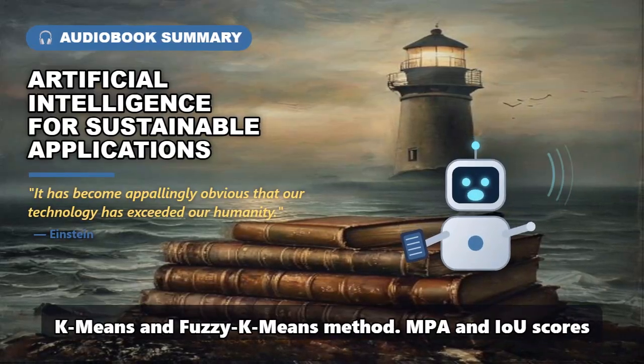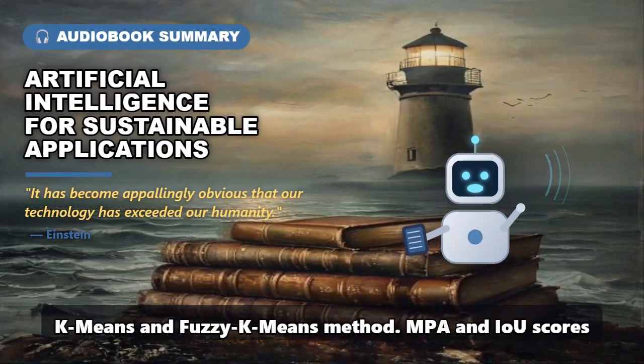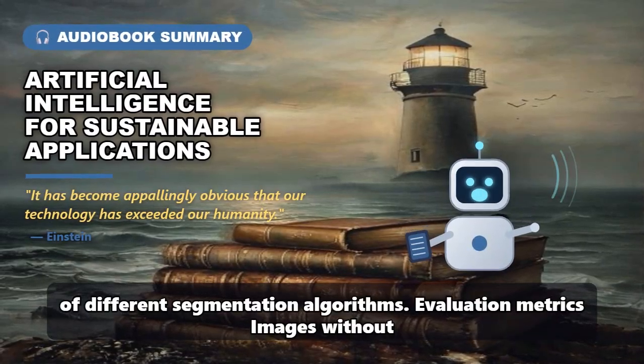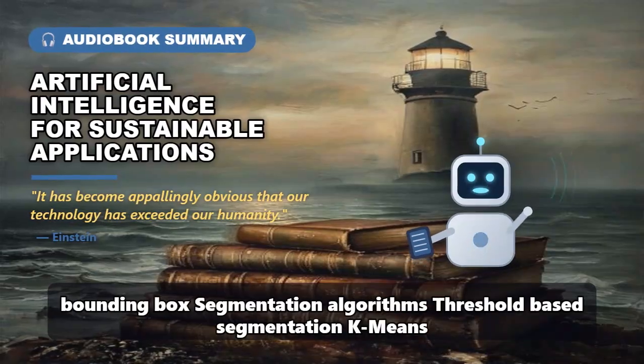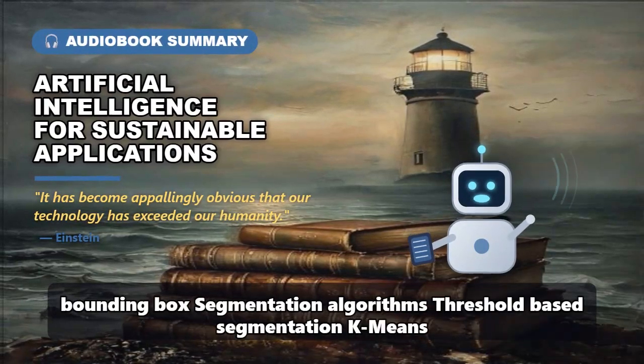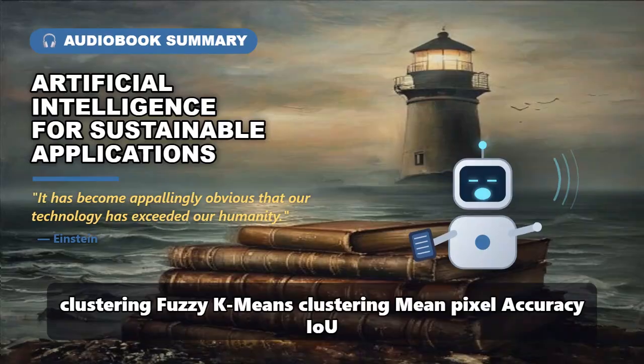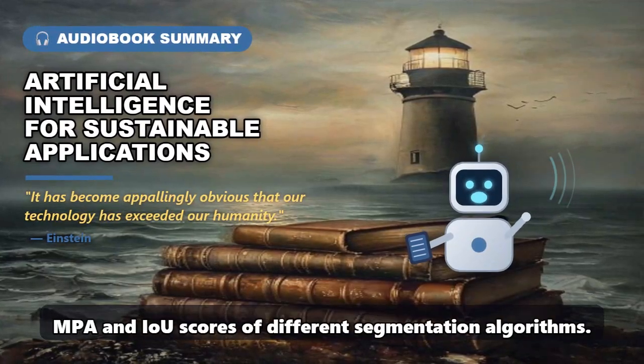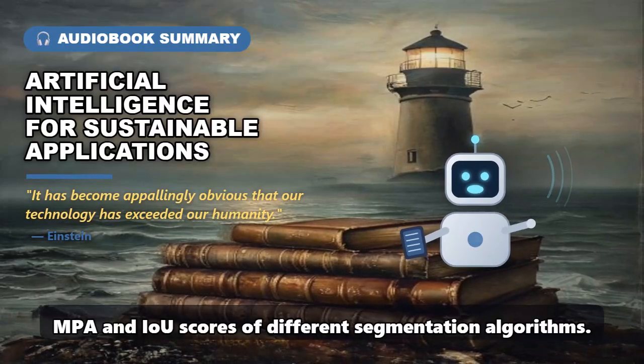MPA and IOU scores of different segmentation algorithms. Evaluation metrics. Images without bounding box. Segmentation algorithms: threshold-based segmentation, k-means clustering, fuzzy k-means clustering. Mean pixel accuracy, IOU. MPA and IOU scores of different segmentation algorithms.